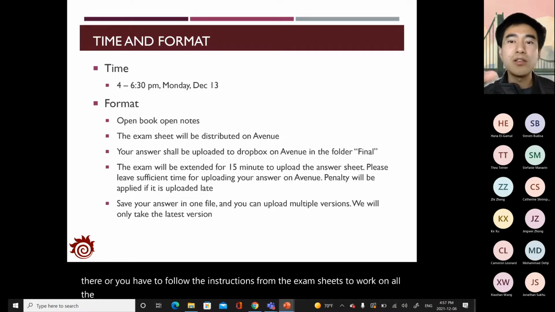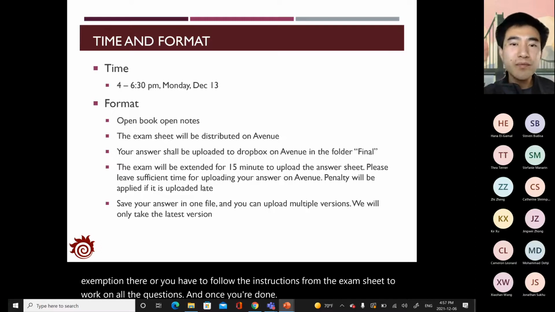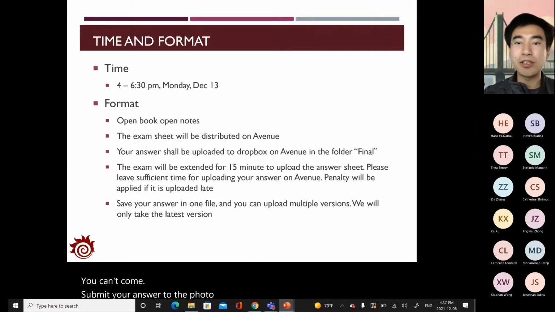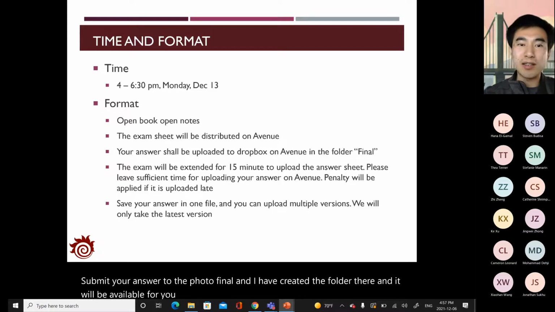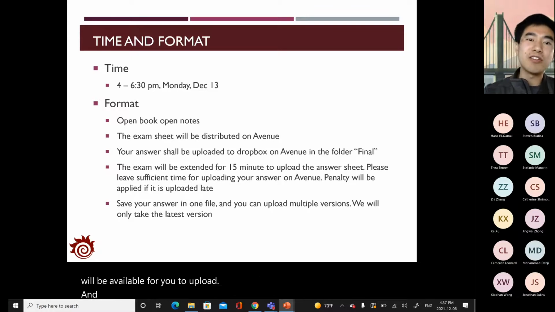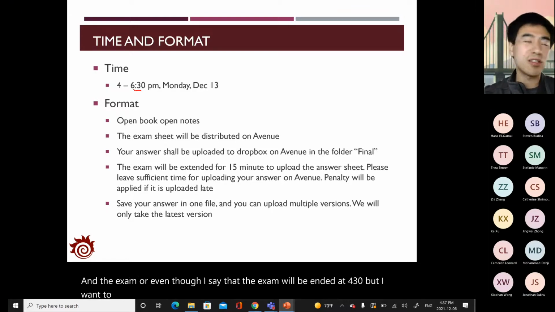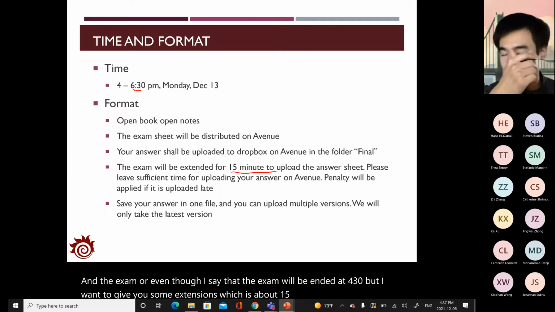You have to follow the instructions from the exam sheet to work on all the questions. And once you're done, you can submit your answer to the Dropbox, and I have created the folder there, and it will be available for you to upload. Even though I say that the exam will end at 4:30, I want to give you some extensions, which is about 15 minutes to upload the answer sheet.